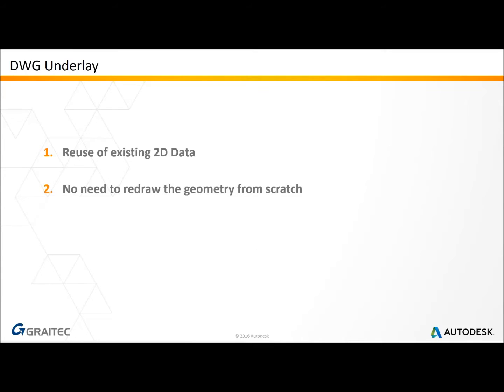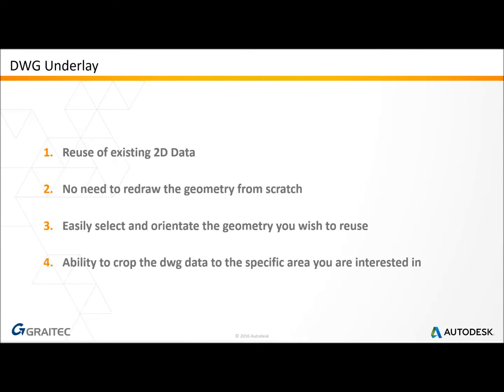Once you've selected a DWG file to work with, you can easily orientate the geometry you wish to reuse, and lastly you get the ability to crop the DWG data to the specific area you're interested in. Crucially, because Inventor LT maintains a link to the original inserted DWG file, if that file were to be updated for some reason, so long as nothing is deleted, none of the line work or geometry, the geometry inside of Inventor will update as well. So let's take a look at a quick demonstration of all of these things.